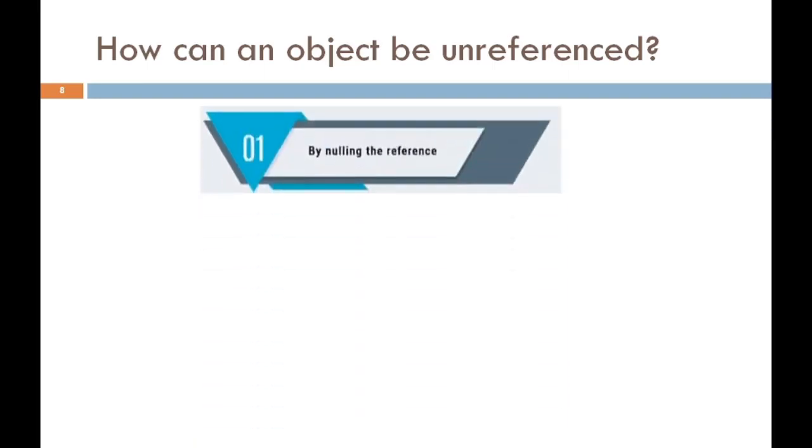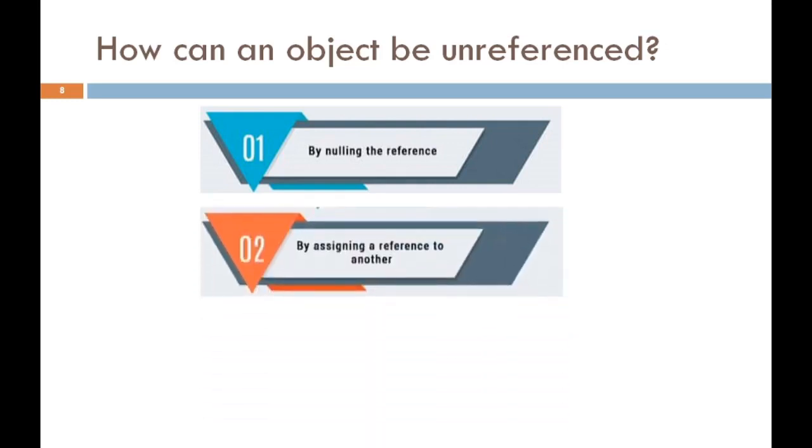The first one is by nulling the reference. That means specifying the value null for an object. For example, I have a class Employee and I create an object of this class. For that, I write Employee e = new Employee(), where e is the object of the Employee class. And when we set the value of e equal to null, it is considered an unreferenced object.